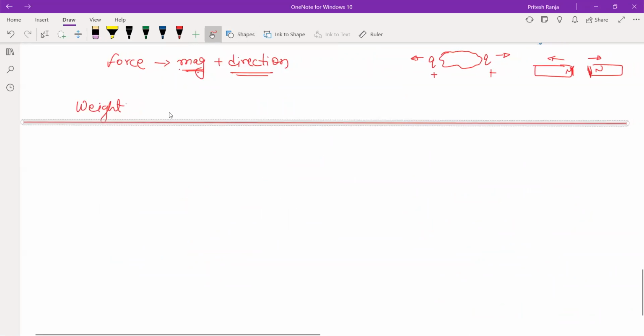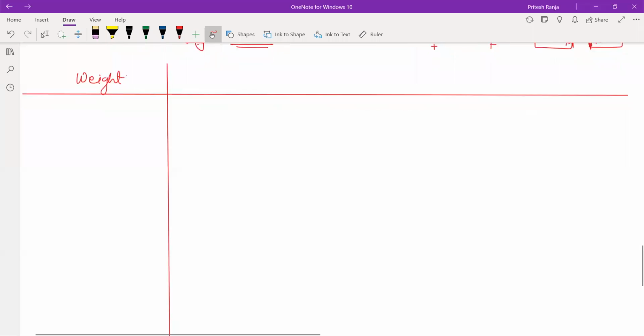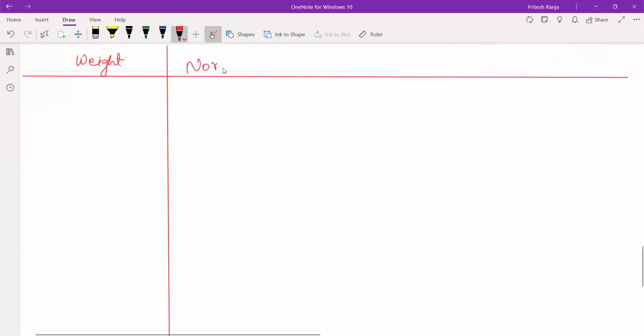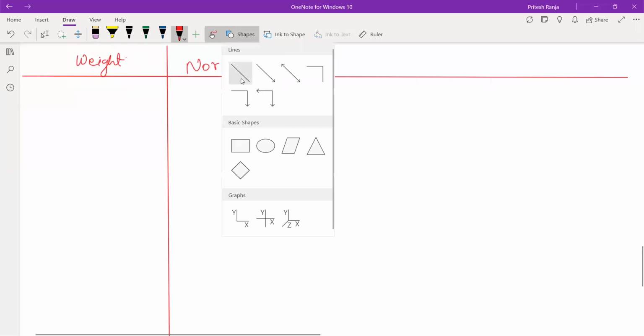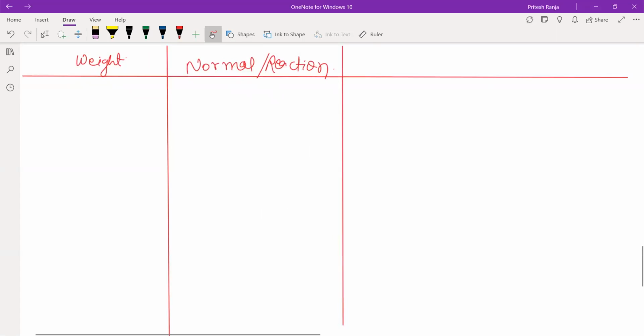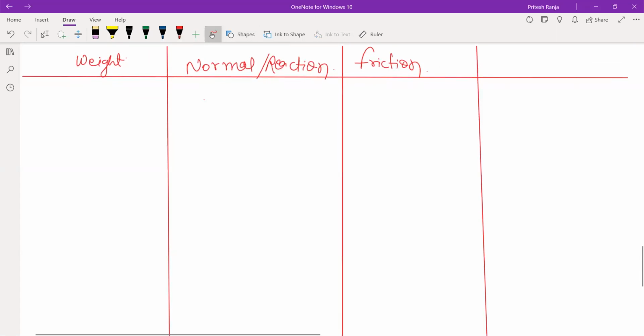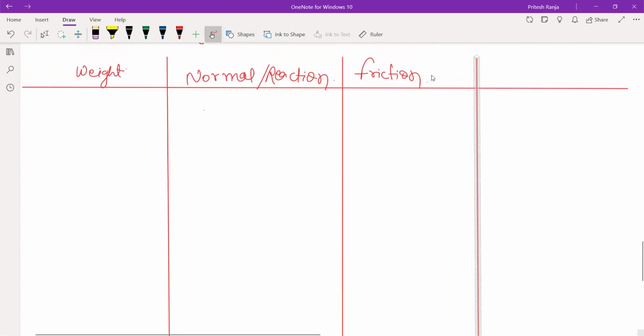So first we have weight, then we will talk about normal force, जिसको कि हम रिएक्शन फोर्स भी कहते हैं, and then we will talk about friction force, and finally we will talk about a little bit about the tension.